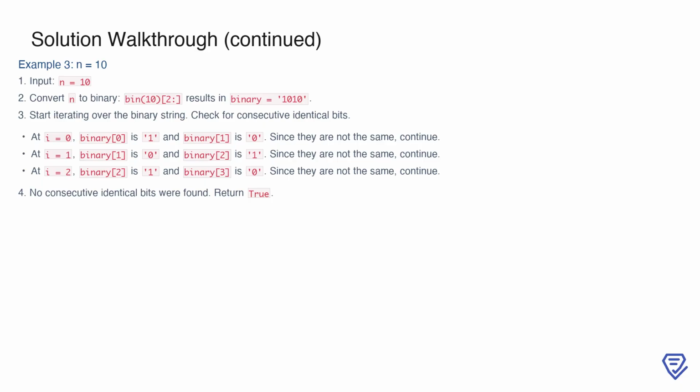At index 1, the second bit is 0 and the third bit is 1. Again, these are different, so we move to the final pair. At index 2, the third bit is 1 and the fourth bit is 0. These are also different. Since we have checked all pairs and found no consecutive identical bits, we can confidently return true for this input. This example demonstrates that the function correctly identifies binary strings with alternating bits.